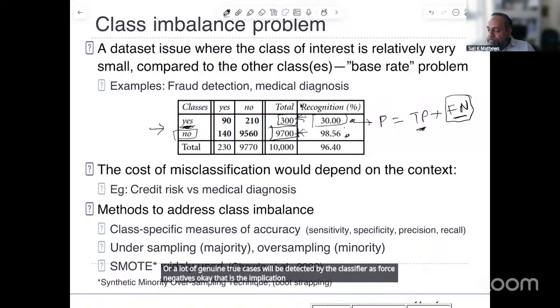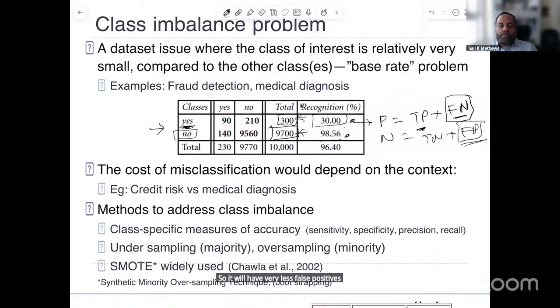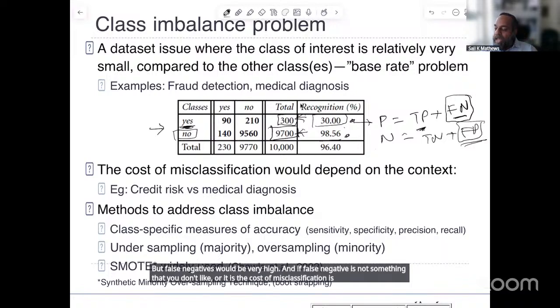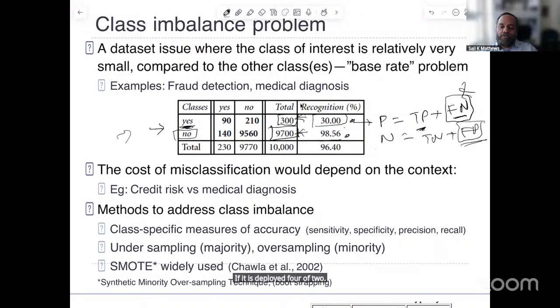Whereas here you can see N, which is true negative plus false positive. This particular classifier, since true negative rate is quite high, 98.56, will have very few false positives. False positives will be very low, but false negatives will be very high. And if false negative is something you don't like, or the cost of misclassification is high for false negatives, then you cannot use this tree. If it is deployed for fraud detection, for example, a lot of cases will not be detected. They will be false negatives.